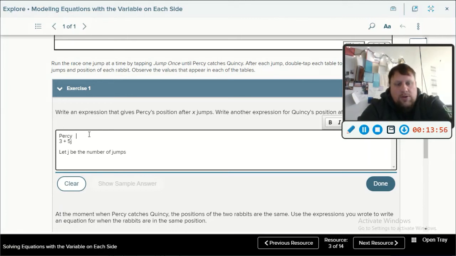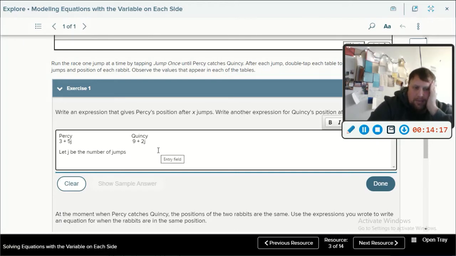And then I want to also write another expression for Quincy. Quincy is starting off at 9. But what's he adding each time? He's only moving 2 spaces for every jump. So eventually Percy's going to catch up, all right?